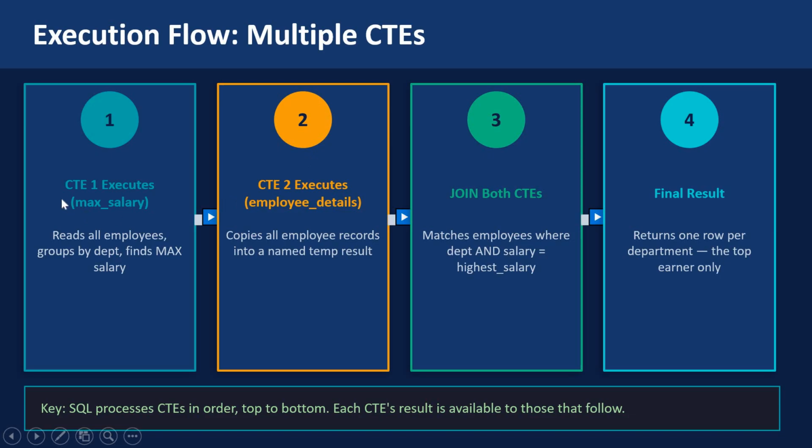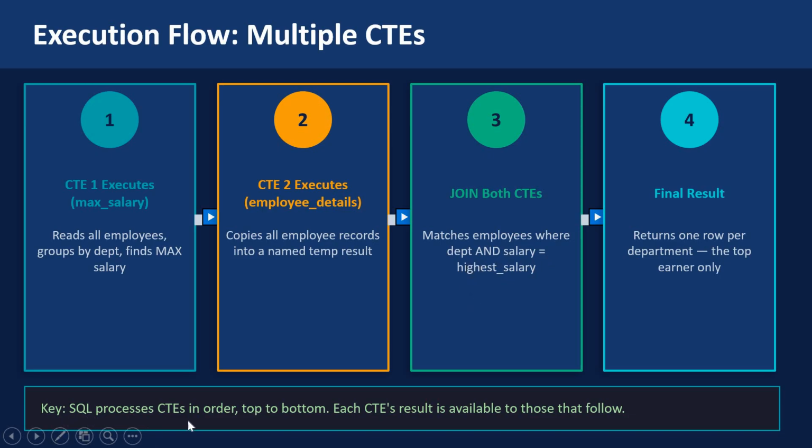So the execution flow of multiple CTEs: CTE1 executes, that is max_salary, then employee_detail executes, right? Then it will join both together and then generate the final result. So here we are not performing a join on multiple tables; we are performing the join on multiple CTEs. So match the employee where the department matches and the salary is equal to the highest salary.